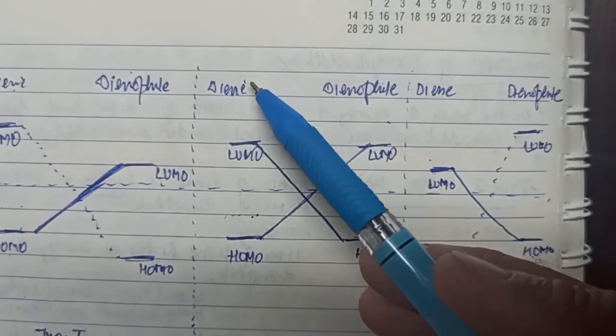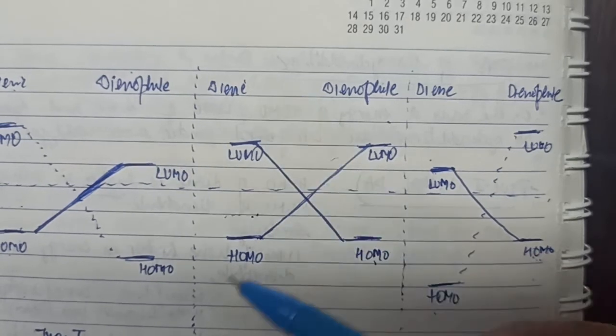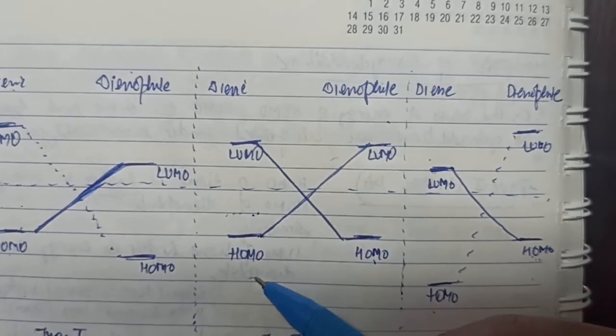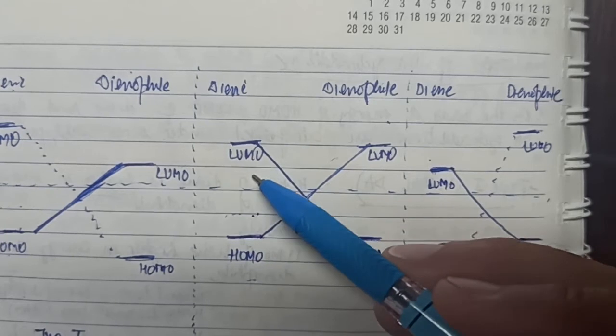Conversely, if I substitute the diene with an electron withdrawing group, this LUMO comes down, this HOMO comes down, similarly the LUMO will also come down.